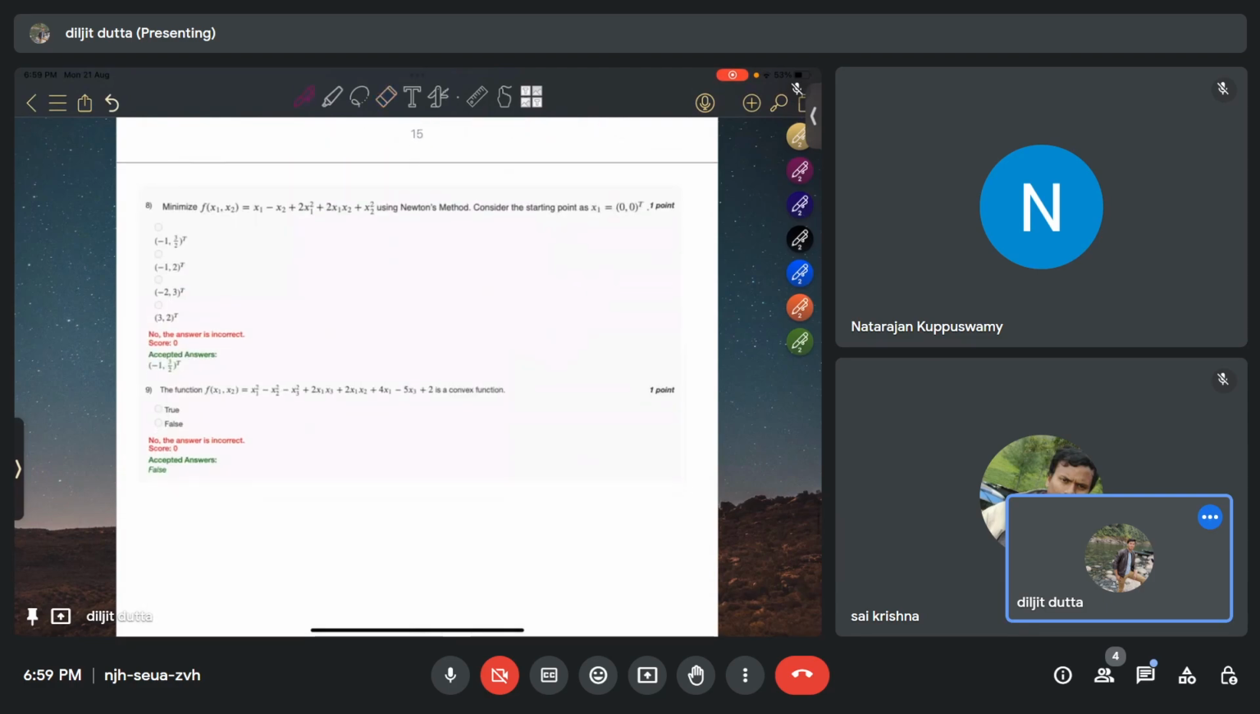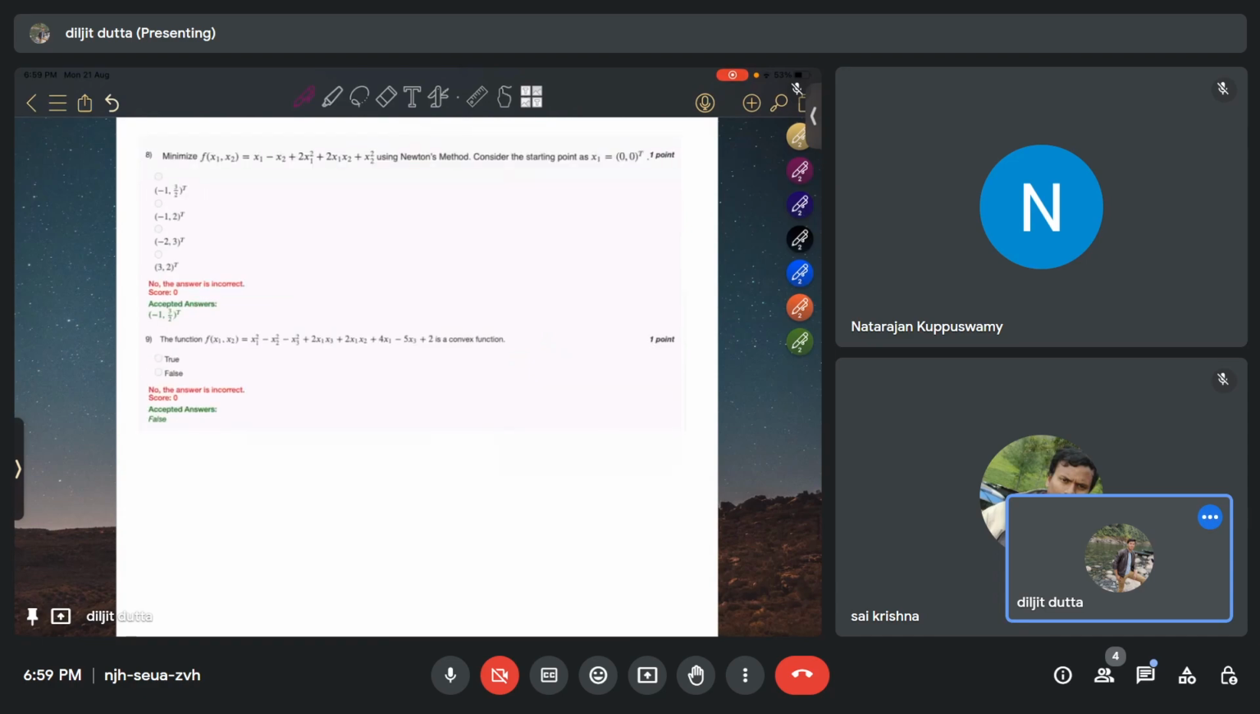Okay. Let's proceed to the next question. Minimize f of x1, x2 equal to x1 minus x2 plus 2x1 square minus 2x1x2 plus x2 square using Newton's method. Consider a starting point as x1 equal to 0, 0. Okay, we have seen Newton's method. Again, we have to do the procedure in the same way. So yeah, let us see.